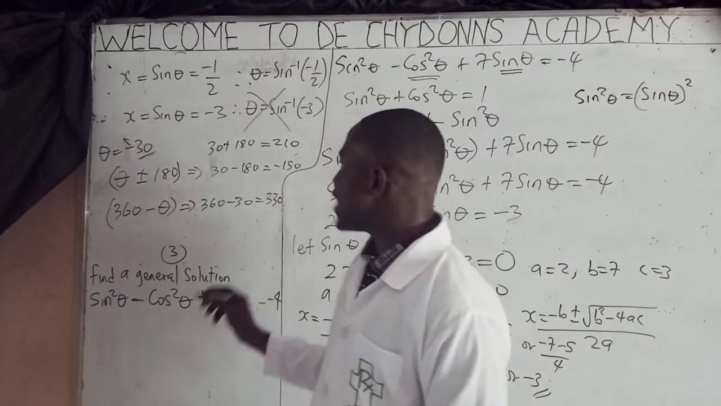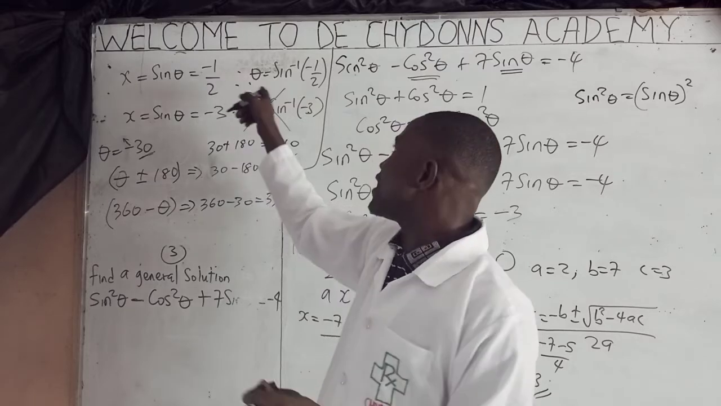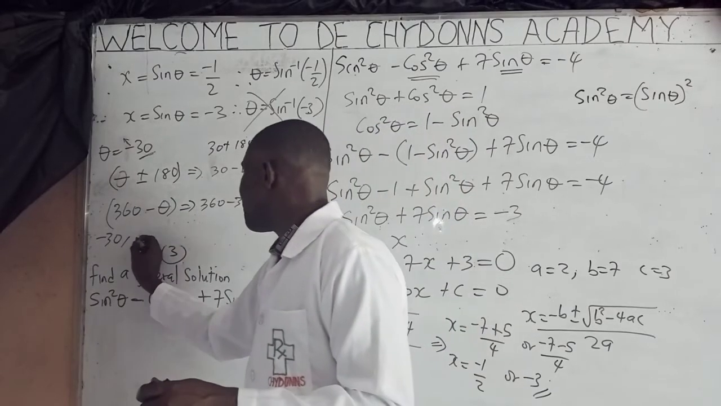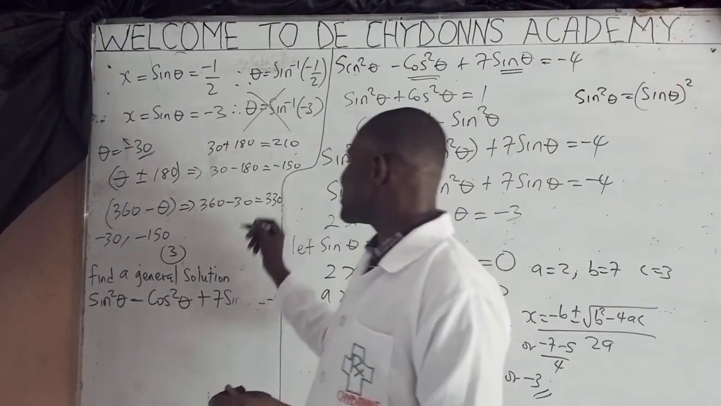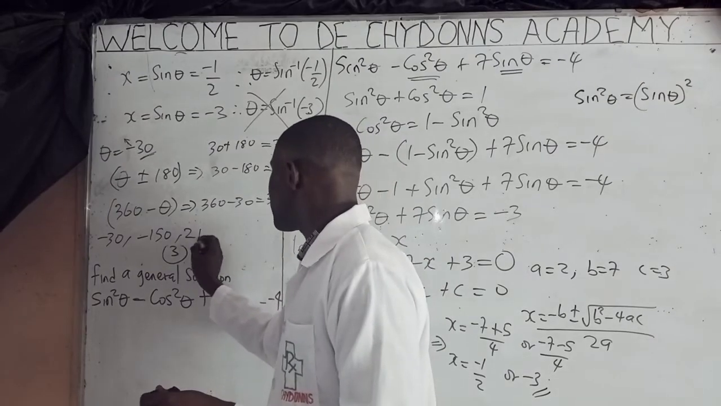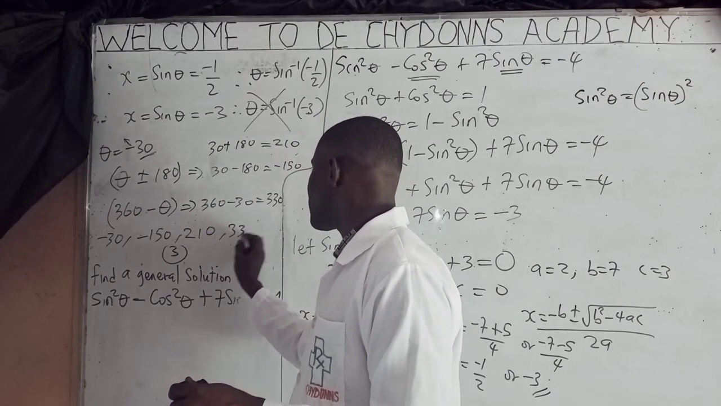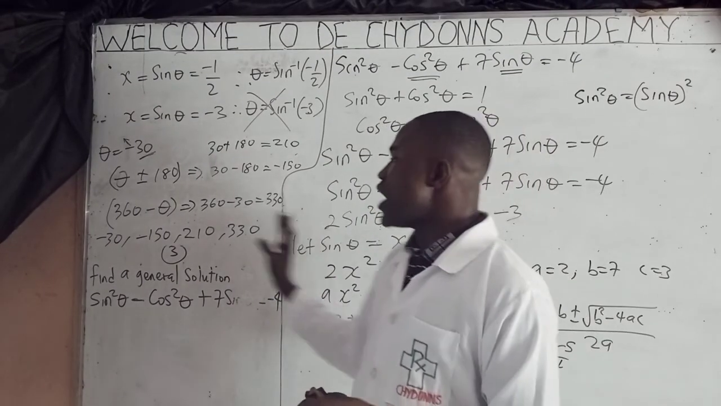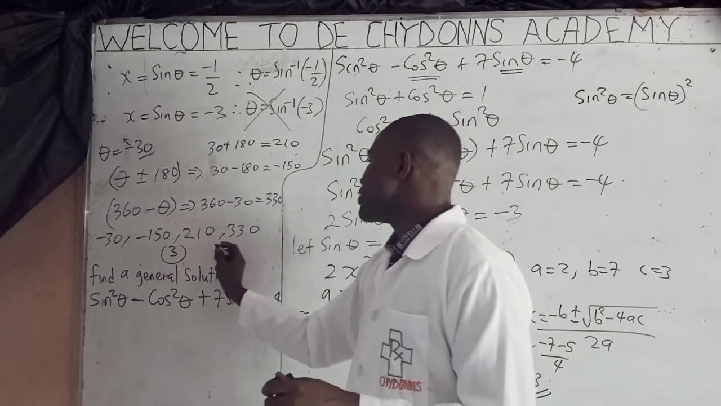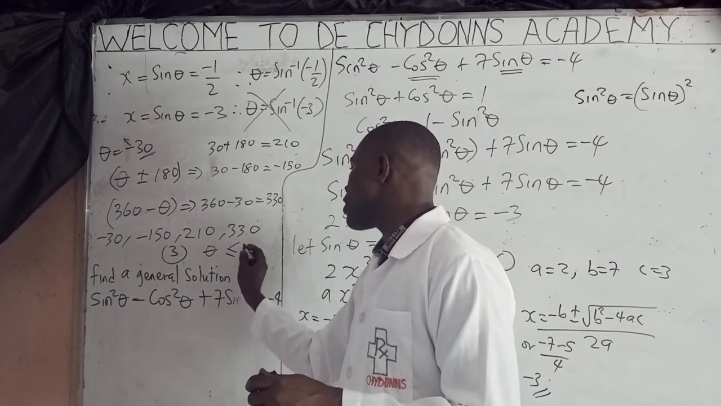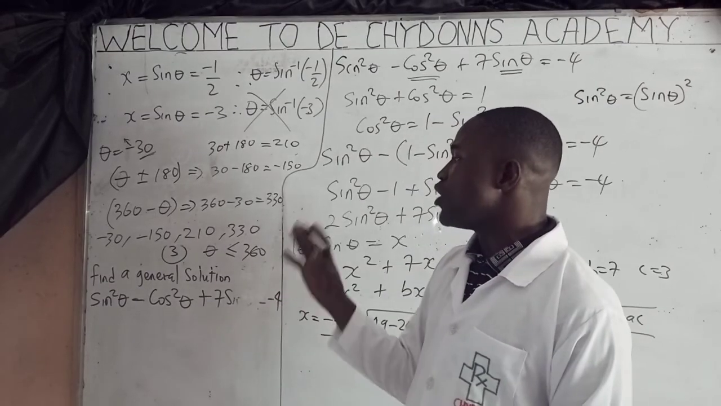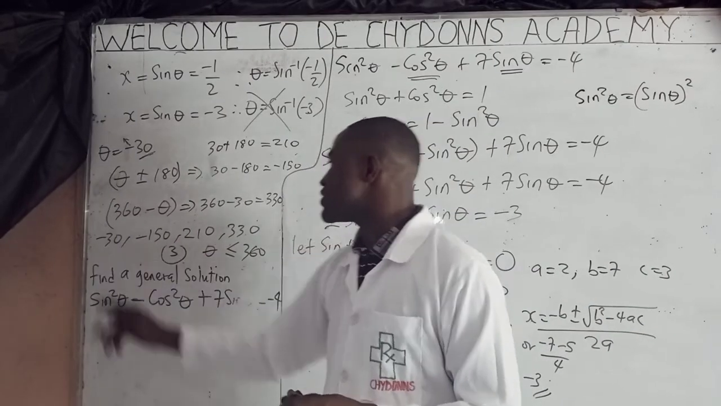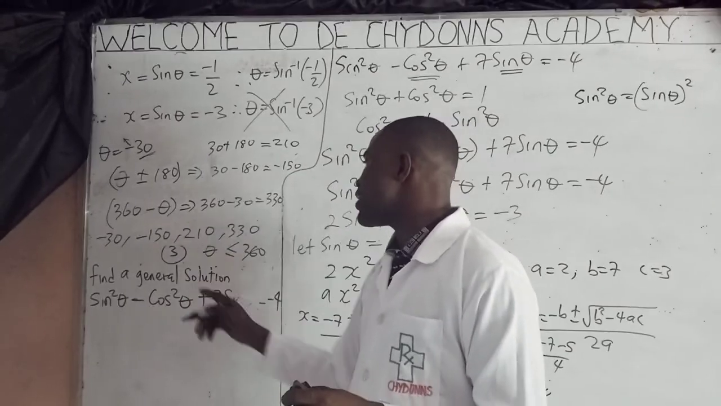So I will now conclude and say from theta, sine inverse of this, we have the first answer to be minus 30, then the next answer to be minus 150, then the next answer to be 210, then the next answer to be 330. Remember they say find a general solution of this. So we've been able to get all the values of theta less than or equal to 360 that we can get from the four cardinal points. First is minus 30, next is minus 150, next is 210, next is 330.